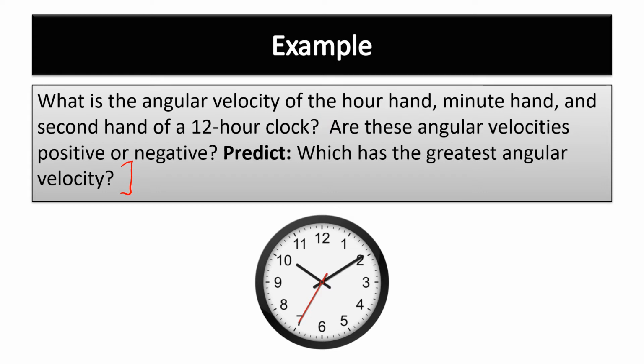All right, so if we're talking about a clockwise movement, clockwise is negative. So these angular velocities, we're going to call them negative. And which has the greatest angular velocity? Which one is moving the fastest? What do you think? I'm going to predict the second hand is going to be the greatest angular velocity. Let's do some calculations.